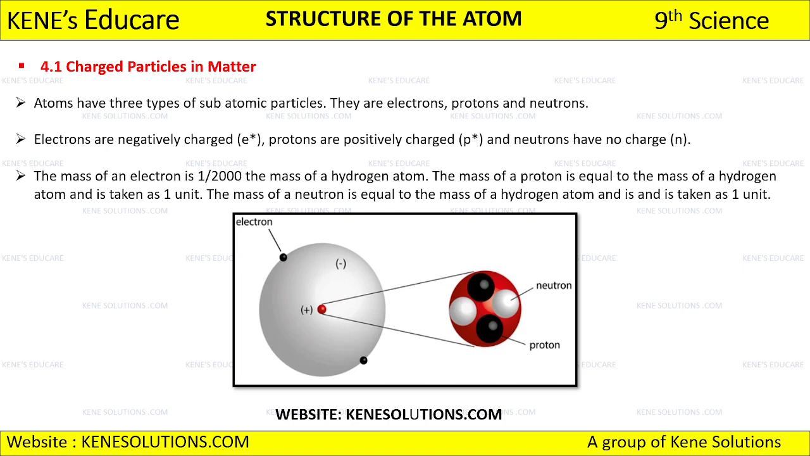The mass of an electron is 1 by 2000 times the mass of a hydrogen atom. The mass of a proton is equal to the mass of a hydrogen atom, and we can consider that as 1 unit. The mass of a neutron is also equal to the mass of a hydrogen atom, and we can consider that as 1 unit. What can we consider that as? 1 unit.